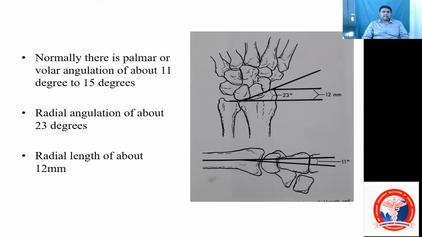Another measurement is the radial length or the radial height. It is about 12 millimeters, from the articular surface of the ulna on the radius to the tip of the radial styloid, it is usually 12 millimeters. So whenever there is a radial tilt and a radial displacement, what happens? The radial height or the length is reduced, and the radial angulation is also reduced.